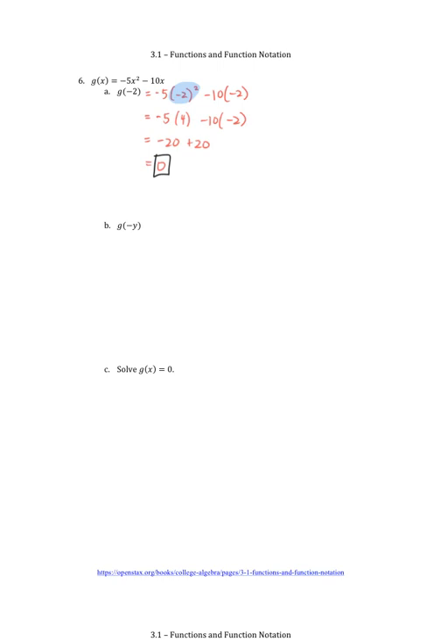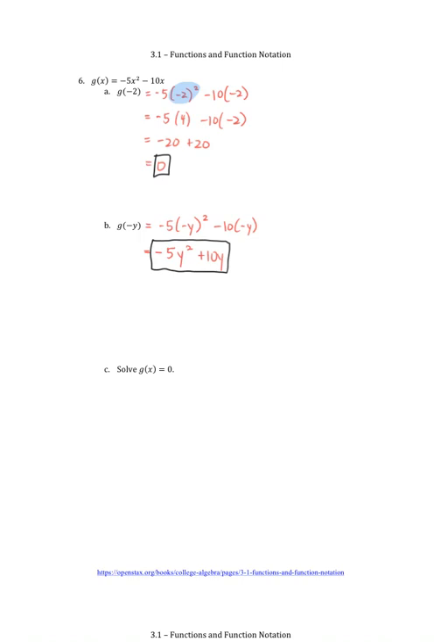Now we're going to do part B. I see a negative y, so I'm going to replace every x with a negative y. So we have negative y squared. Remember, you do the exponents first. A negative times a negative is a positive, so I'm going to bring down the negative 5, and this is going to be positive y squared, so that ends up being negative 5y squared. Then negative 10 times a negative y is going to be plus 10y. Those are not like terms, so there's nothing else I can do here. I'm just going to leave it like that.